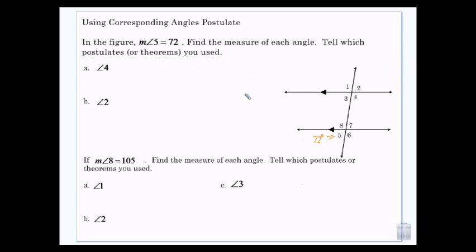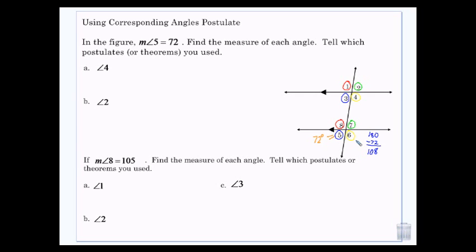We have postulates or theorems to find the measure of angle 4. The first thing I always do, this is just me, is go through and say those are the same, those are the same, these are the same, and these are the same. Okay. Well, if angle 5 is 72, I can find angle 6, can't I? I can do 180 minus 72, and that gives me 108.